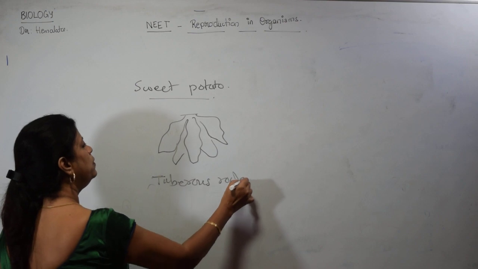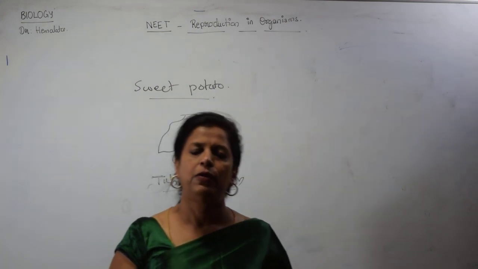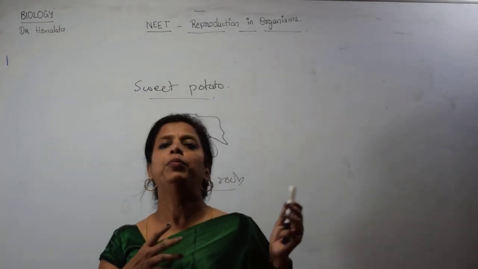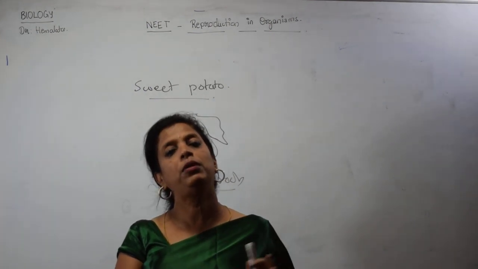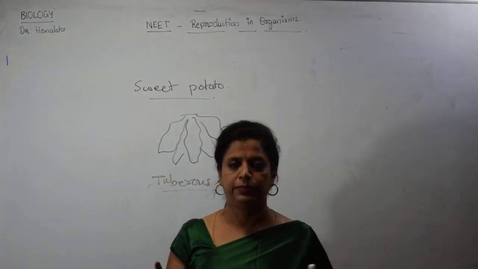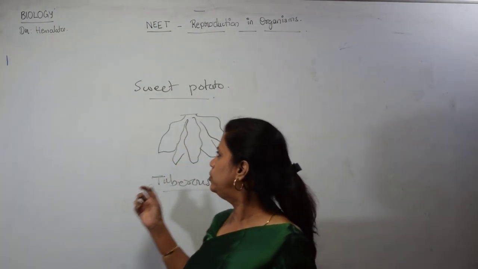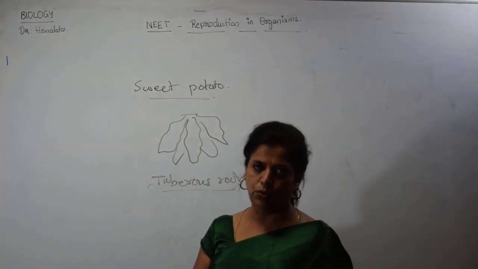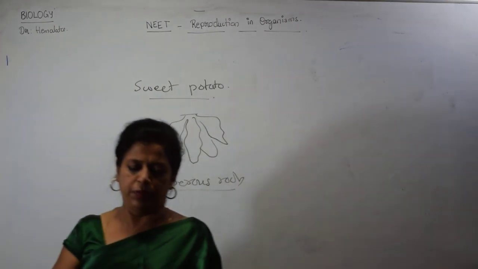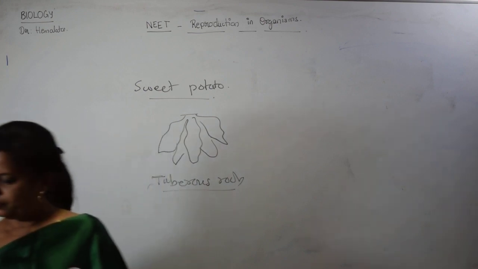So tuberous roots of sweet potato can be grown vegetatively. It is correct. Sweet potato is a root modification for storage. Potato is an underground stem modification for storage. So remember, potato and sweet potato are totally different from each other. Potato multiplies with the nodal region, the nodes. Here it will reproduce with the tubers of the roots. Therefore the first one is right, the second statement also is right. Option B says both statements 1 and 2 are correct.